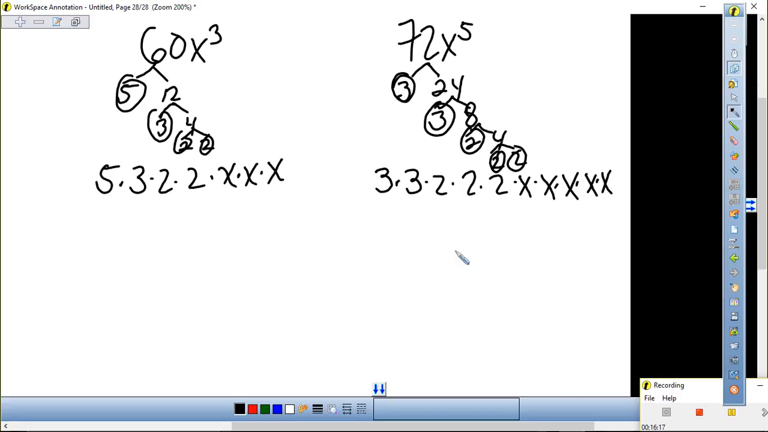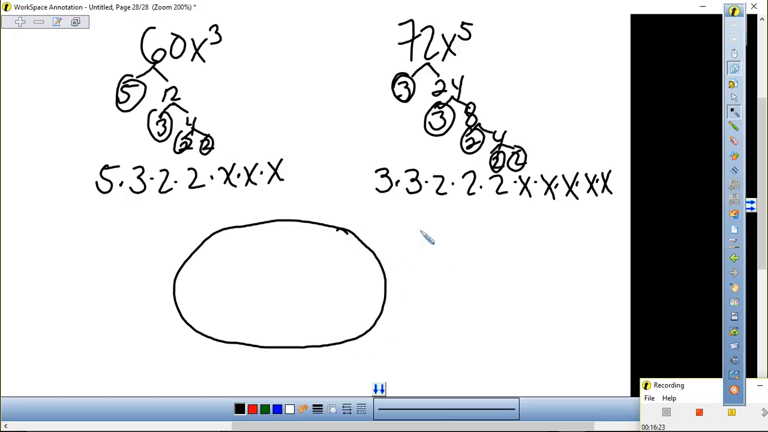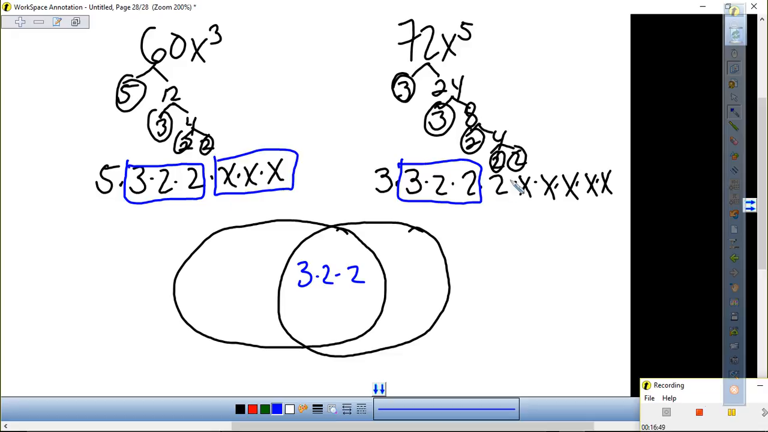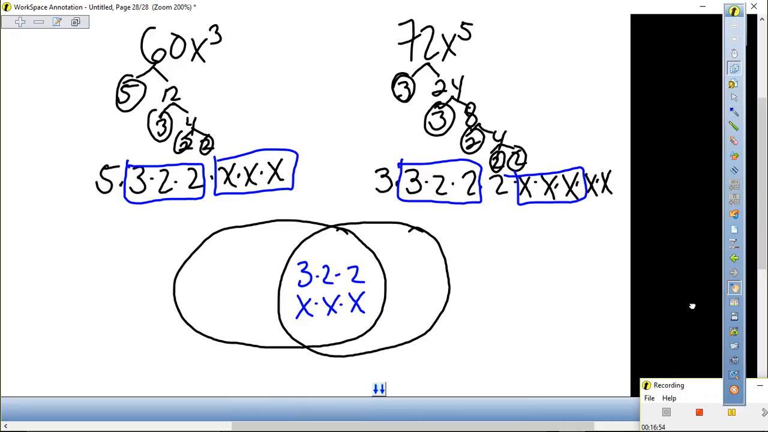How are we doing? Good? Good. Let's get your Venn diagram. Start with the prime factors. What are my prime factors that we have in common for both? A 3 and 2 2's. Let's see. 3 and 2 2's, yes. 3 times 2 times 2. What else do they have in common? How many of them? 3 x's for each side. There it is. X times x times x.